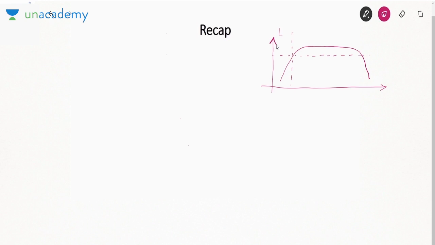One is the low frequency range. Then the second, in which the gain is almost constant, is mid frequency. Then high frequency. Then I told in low frequency range which capacitances we have to consider. We have to consider the external capacitances, which are the coupling capacitor and bypass capacitor.